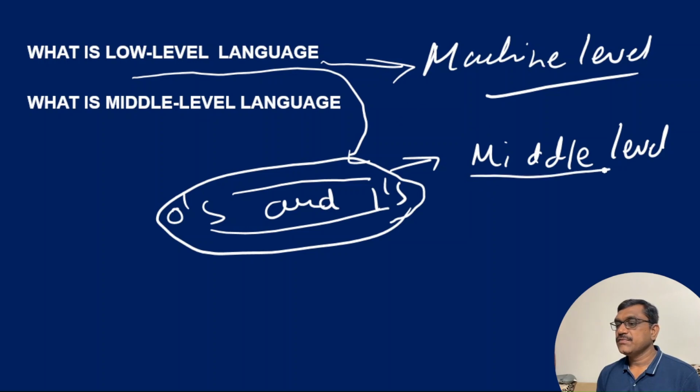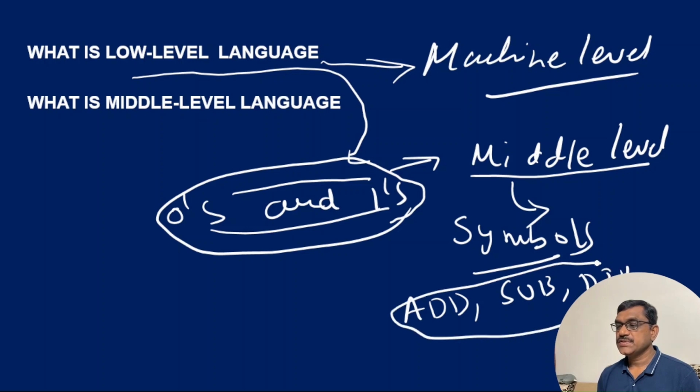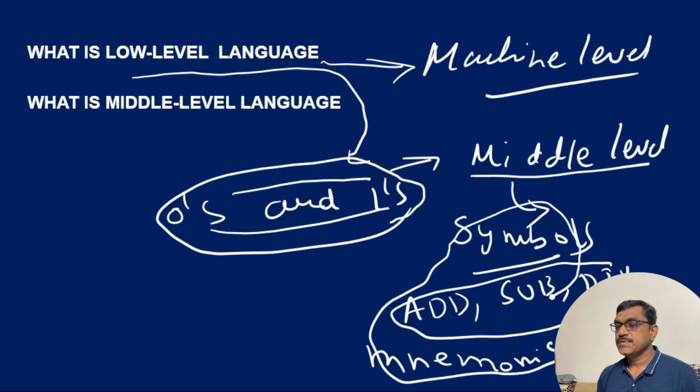Now, what is meant by the middle-level language? In the middle-level language, we can use a set of specific symbols, like add, subtract, div meaning division. These are specific symbols, and we call them mnemonics. By using these mnemonics, we can write the program with less difficulty. It is also very complex, but compared to low-level language, it is somewhat better. That's why we prefer middle-level language compared to low-level.